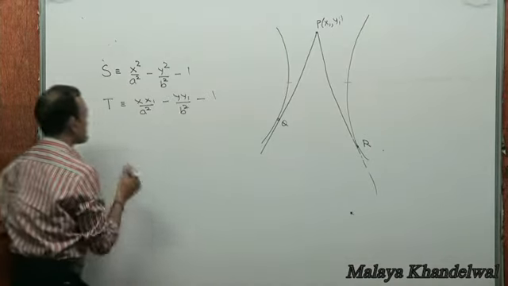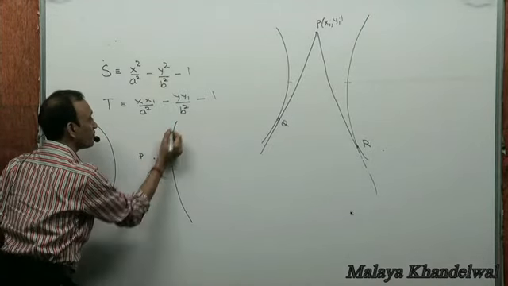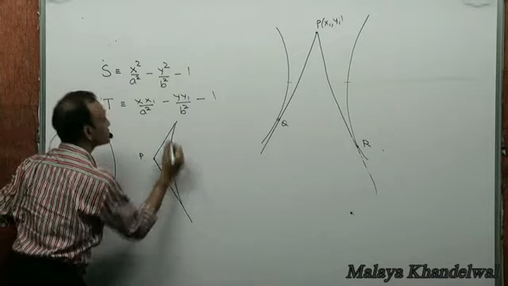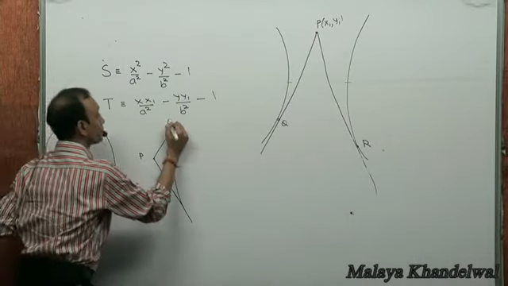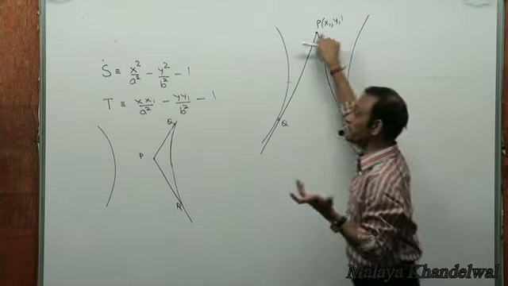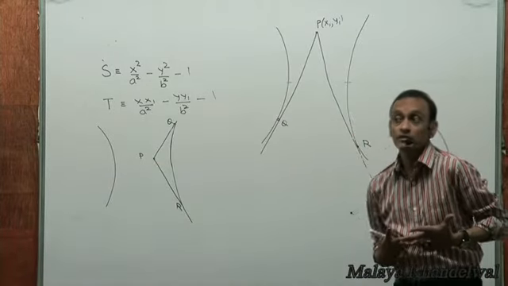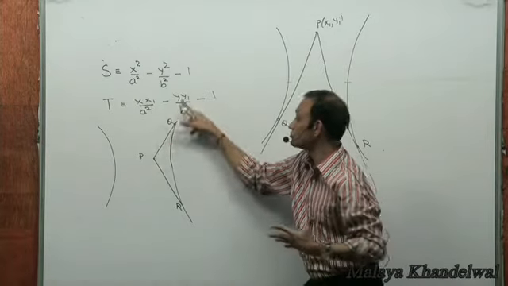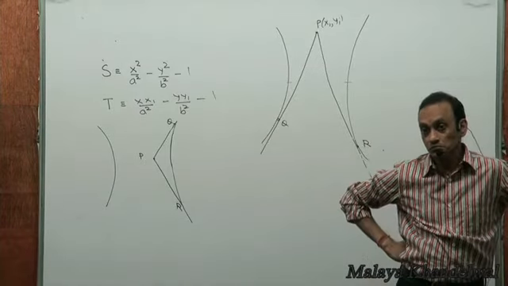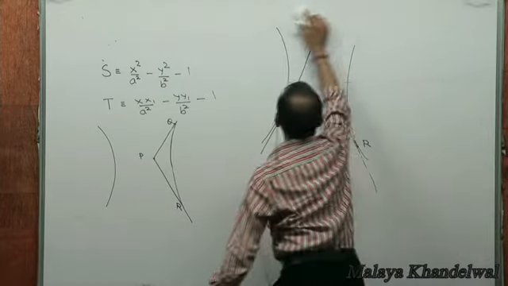And there are points P from where tangents are drawn to the same branch of the hyperbola. How would you know where this point is located and where that point is located? Both are outside the hyperbola, but from some points outside you can draw tangents to the same branch, and from some points you will draw tangents to opposite branches of the hyperbola. So let me tell you when it happens.